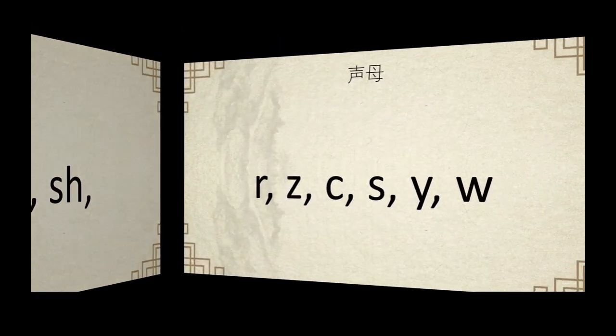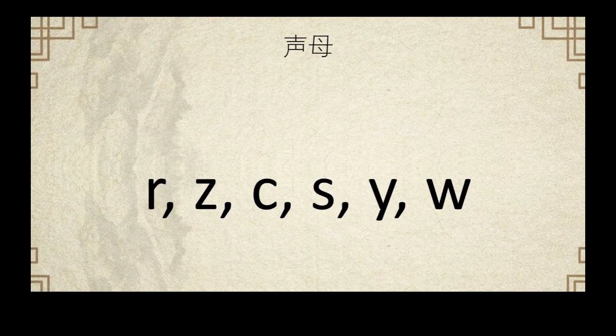Next we have, now these ones are a little trickier, but if you can master them, this is where your pronunciation becomes much higher level. So, r, z, c, s, yi, wu. Now those first ones may have sounded very similar. Let's go through them slowly.